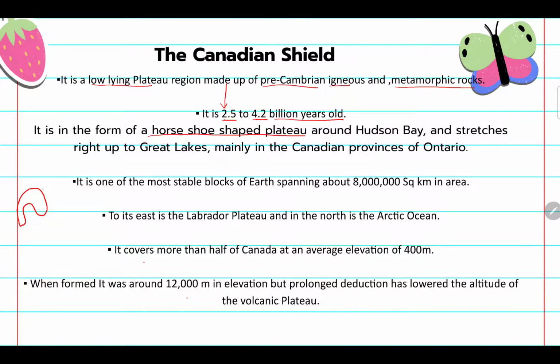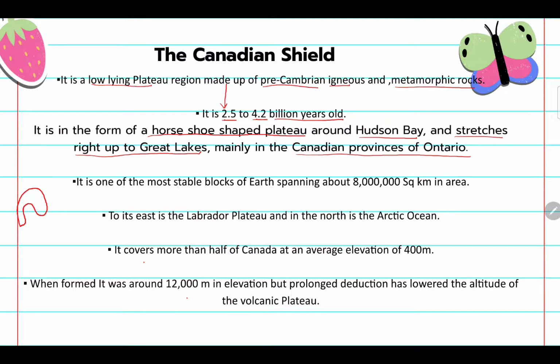The Canadian Shield is like this, around Hudson Bay and stretches right up to the Great Lakes, mainly in the Canadian province of Ontario. You just need to understand this much. The Canadian Shield is a horseshoe shaped plateau around Hudson Bay, and stretches right up to the Great Lakes.